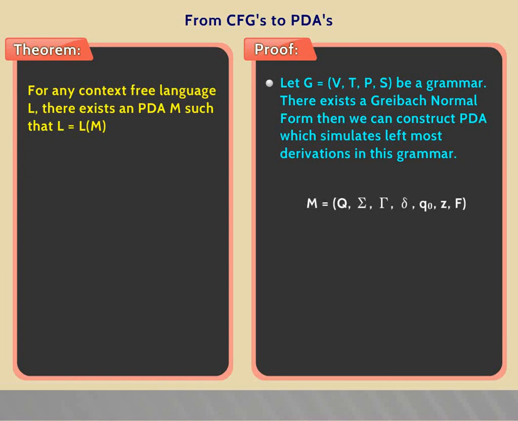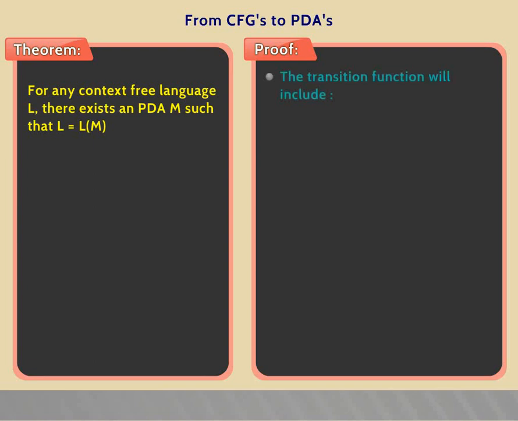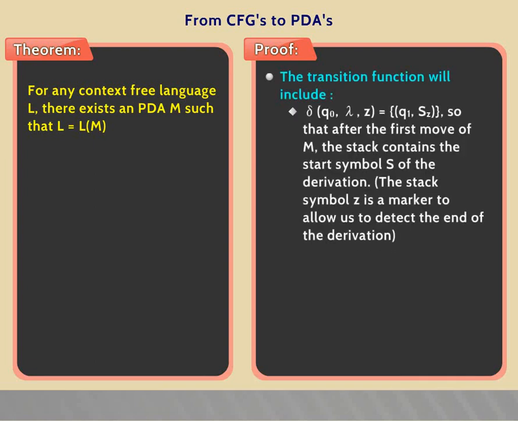M = (Q, Σ, Γ, δ, q0, Z, F), where Q = {q0, q1, qf} is the set of states. Σ is the terminals of grammar G. Γ = V ∪ {Z}, where V is the variables in grammar G. F = {qf} is the final state. The transition function will include δ(q0, λ, Z) = (q1, SZ), so that after the first move of M, the stack contains the start symbol S of the derivation. The stack symbol Z is a marker to allow us to detect the end of the derivation.